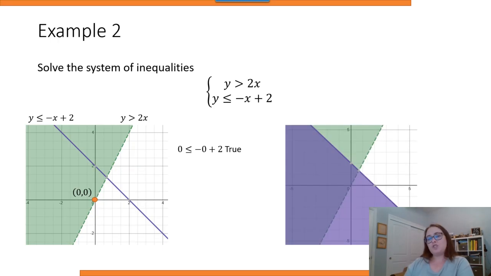Okay, so I have my two inequalities graphed and shaded, and where they overlap, so this region here on the left where they overlap, is the solution to the system.